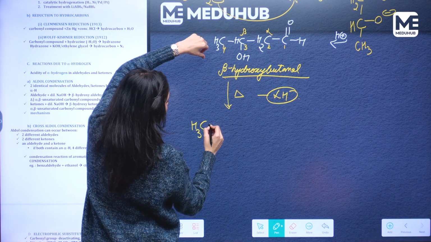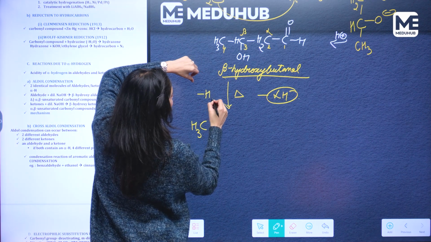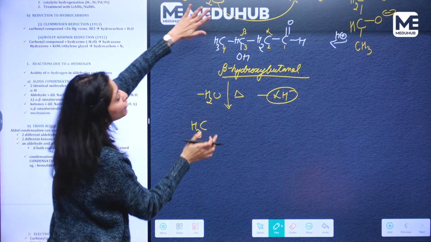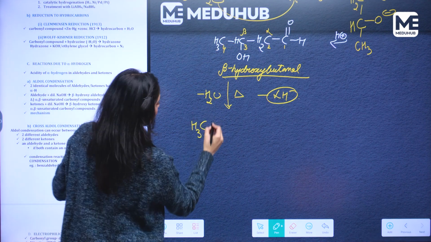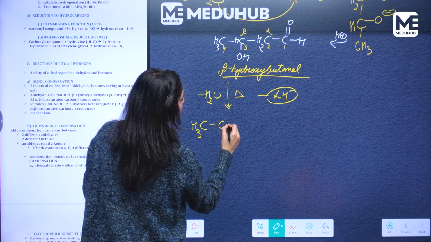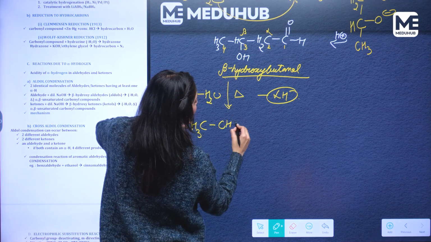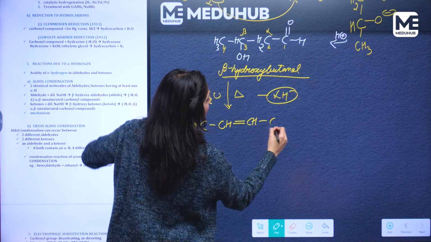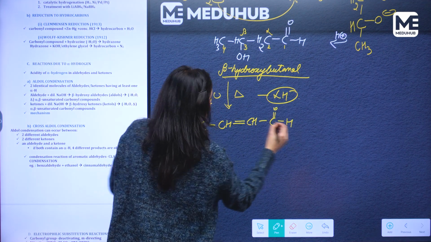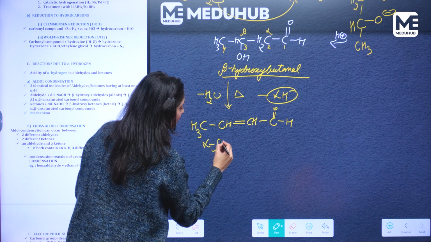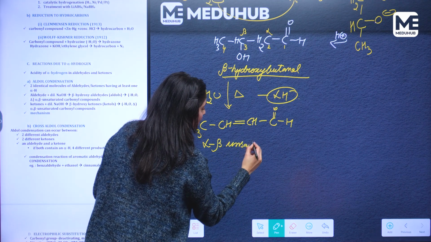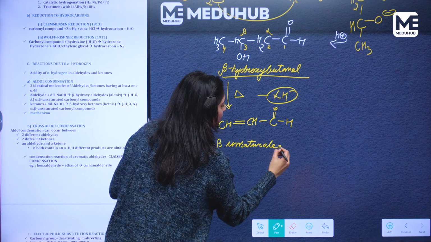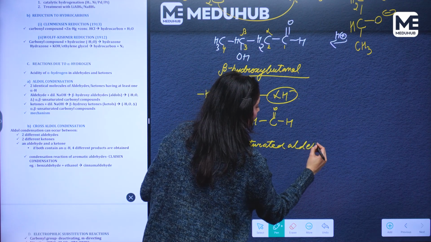And OH from here. That means a molecule of water would be removed from this aldol here to give us CH3, CH. Now a double bond is going to get formed here. Now this is the alpha carbon and this is the carbonyl group. So this would be the alpha beta unsaturated aldehyde.